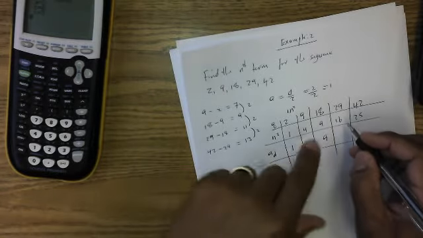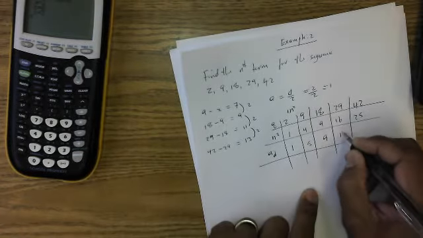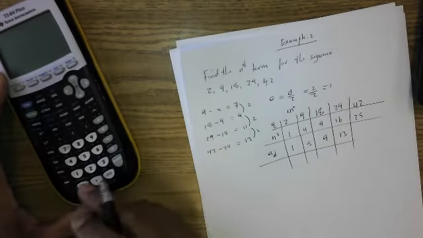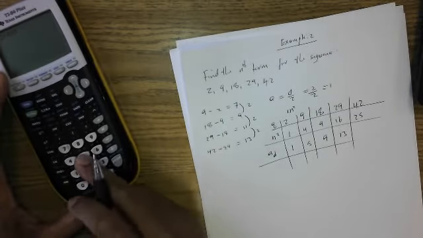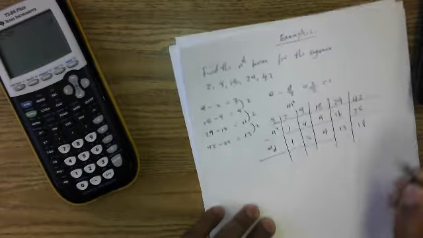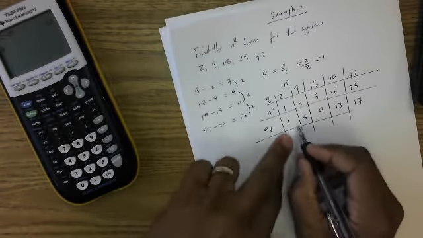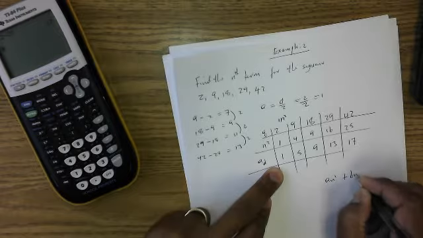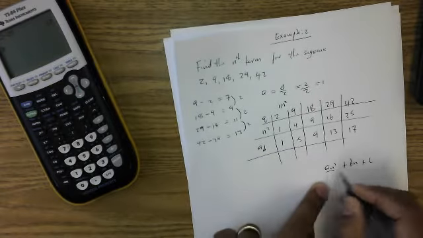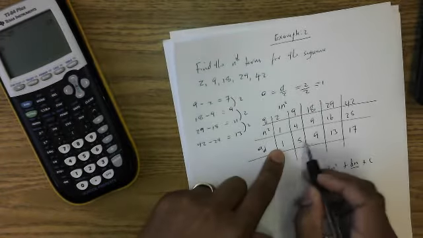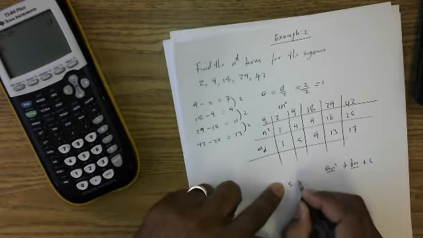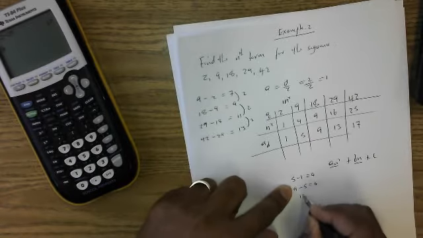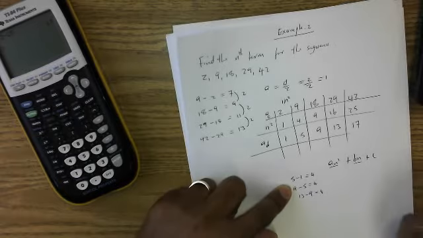29 minus 16, that is 13, and 42 minus 25, that is 17. Okay, so to find, remember this is the form of it, an squared plus bn plus c. So we already know this part. To find this part, now we need to take the common difference for this. So that would be 5 minus 1, which is 4, and then 9 minus 5, which is 4, 13 minus 9, that is 4, and it goes on and on.